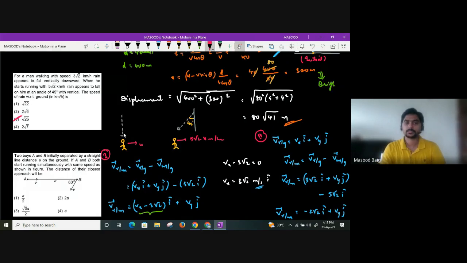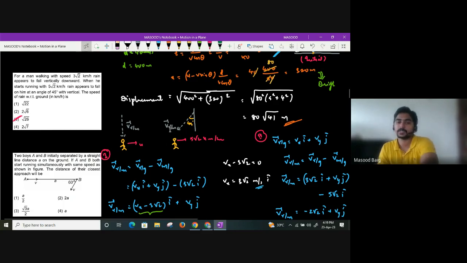Did you understand the question, guys? If he is moving with the speed 3 root 2, rain is falling directly vertically downwards. So what are these arrow marks? These are velocity of rain with respect to man in first case. And in second case, when he is moving with speed 5 root 2, then this is velocity of rain with respect to man, which is making an angle 45 degrees with vertical.